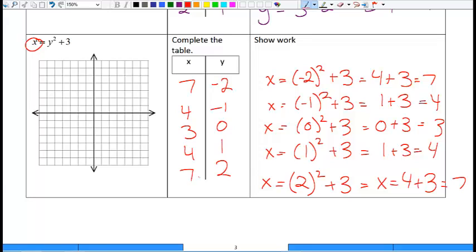Once I've got that table, I'm going to plot it. 7, comma -2. 4, comma -1. 3, comma 0. 4, comma +1. And 7, comma +2. Now when I graph that, I have a U shape but lying down.